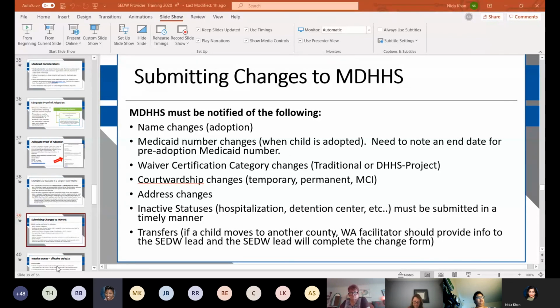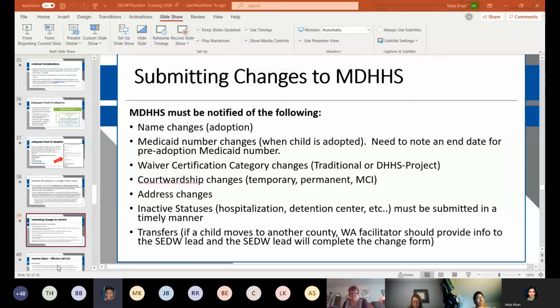Any address changes in particular, I want to emphasize at the beginning, to make sure that the address in the electronic medical record system is adequate. Sometimes we have Medicaid applications where they have moved in the middle of the approval process, and the family is not receiving the paperwork because it went to a previous address or an incorrect address. So please verify addresses when a child is on the SED waiver.